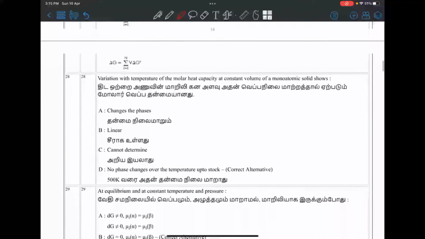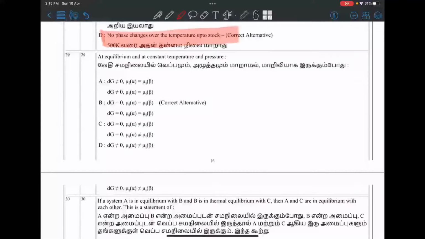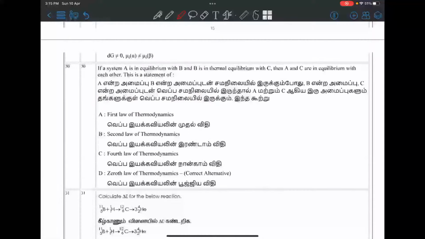Variation with temperature of the molar heat capacity at constant volume of a monoatomic solid. இதுக்கு பார்த்தீங்கன்னா no phase changes over the temperature. At equilibrium and at constant temperature and pressure, option B கொடுத்துக்கிறாங்க. If a system A is in thermal equilibrium with B and B is in thermal equilibrium with C, then A and C are in equilibrium with each other. This is a statement of option D, zeroth law of thermodynamics.